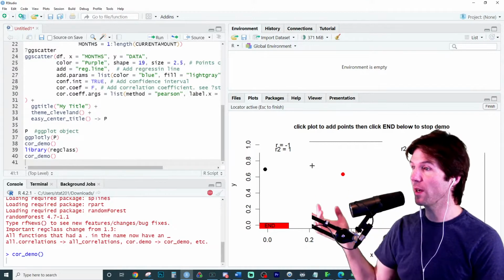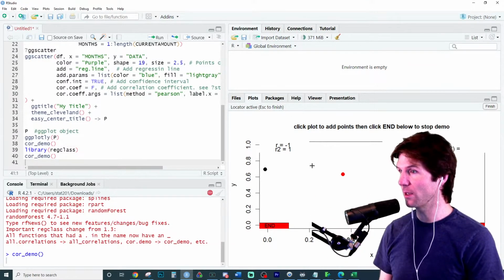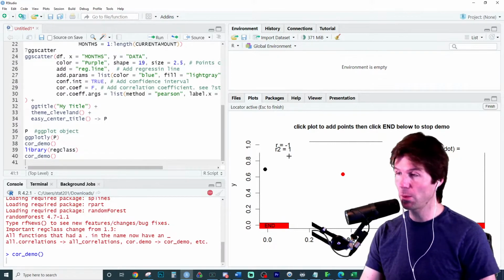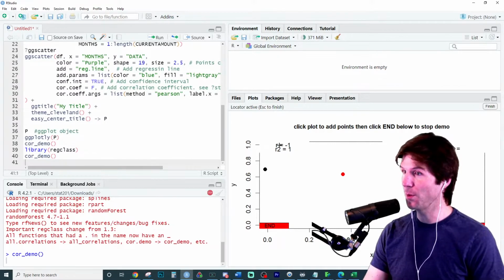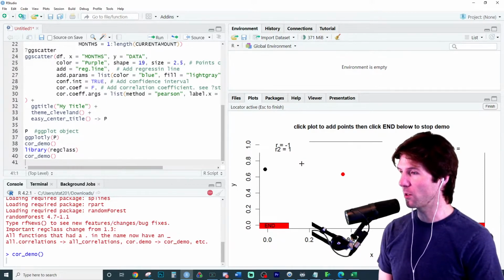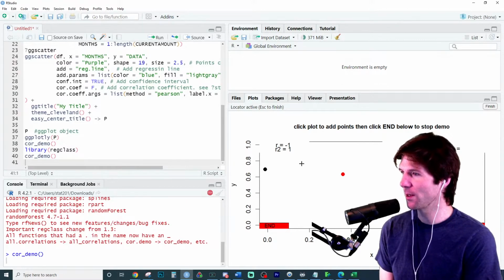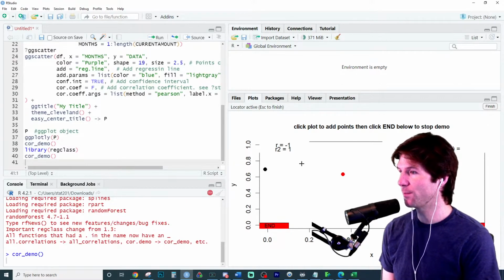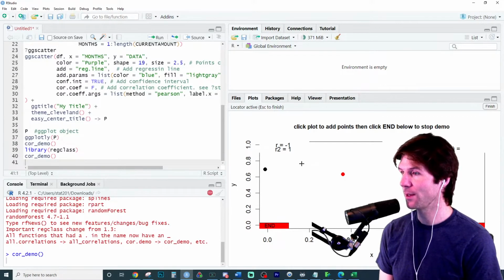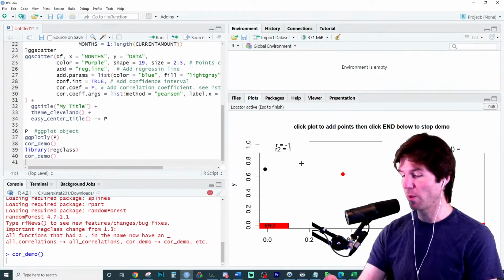And then R squared is what? How do we get R squared? I know it's R squared, but what's R? R squared is correlation squared. Exactly.